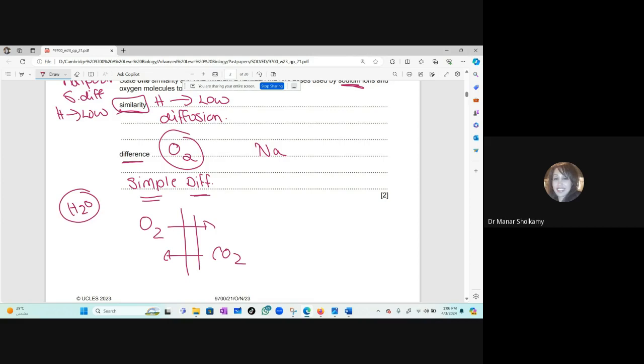They don't need proteins. Now, what about the sodium ions? They are charged. So can they simply cross the cell membrane by simple diffusion, or do they need a special carrier protein? They need carrier proteins. Yes, they need a special carrier or transport protein. So this is which type of diffusion? Simple or facilitated diffusion? Facilitated diffusion.